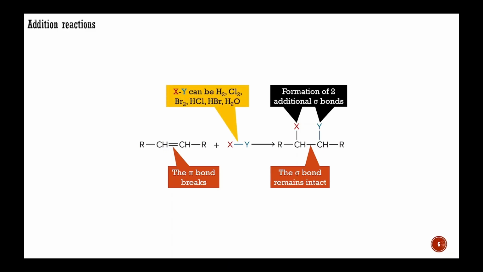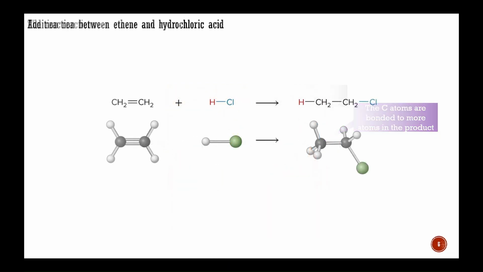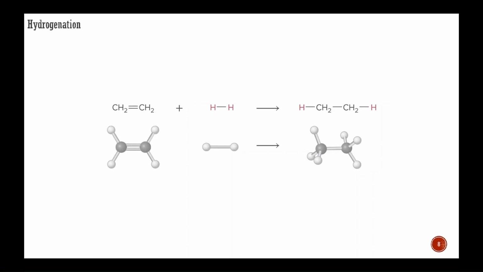Reagents commonly added to multiple bonds include hydrogen gas, halogens, strong acids such as hydrobromic acid, and sometimes water. Finally, the carbon atoms are bonded to more atoms in the product than in the reactant, which is a key characteristic of an addition reaction. As a specific example, we can consider the reaction between ethene and hydrochloric acid, which leads to the formation of chloroethane. Another example is the addition of hydrogen to the double bond in ethene, a process called hydrogenation.